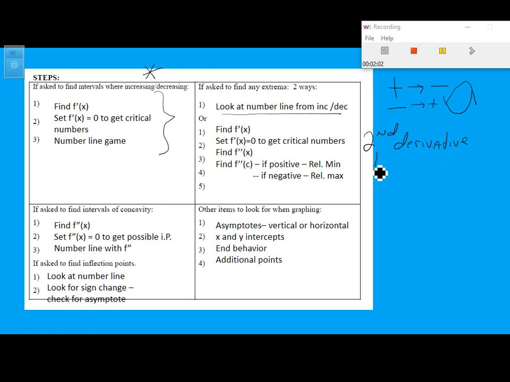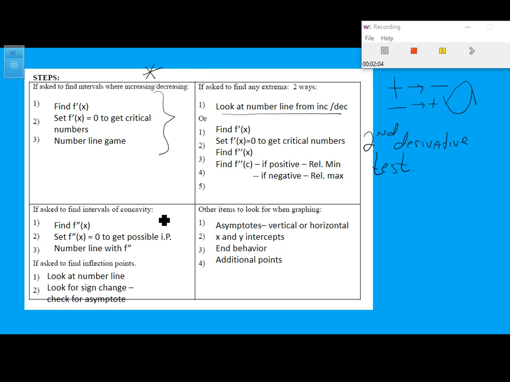And remember, the second derivative test went like this. What you do is you find your first derivative and then set it equal to 0 to get your critical numbers. And then you find your second derivative. After you find your second derivative, you'll plug your critical numbers into that second derivative. If you get a positive value, you have a relative minimum. If you get a negative value, you got a relative maximum. So that's the second derivative test.